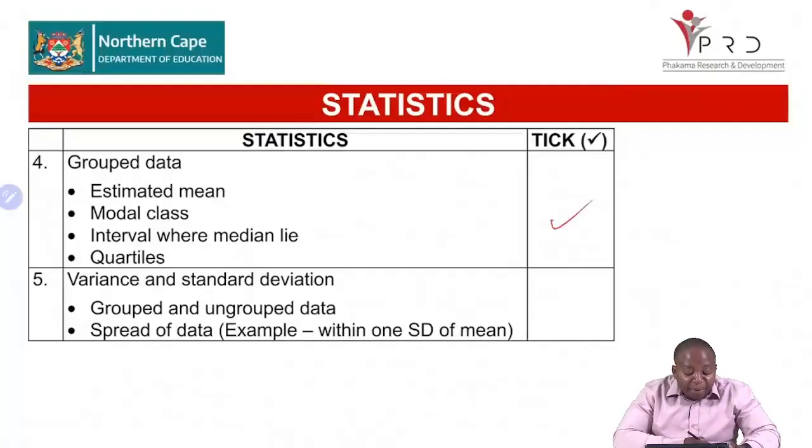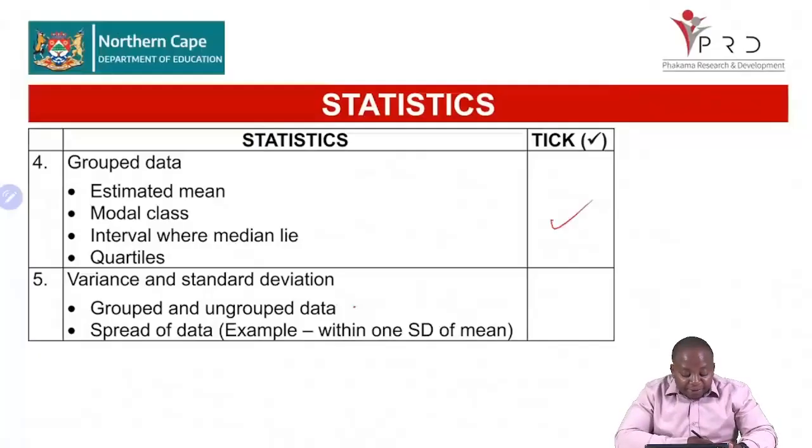Number 5, am I able to find the variance and standard deviation of grouped and ungrouped data? And remember, this is where the calculator STAT mode instructions are very, very crucial and important for me to know and be able to utilize to find my variance and the standard deviation.